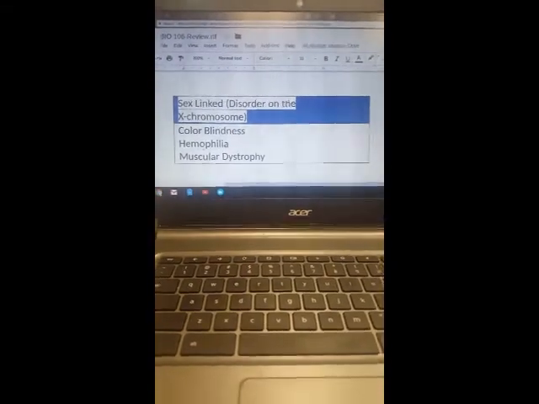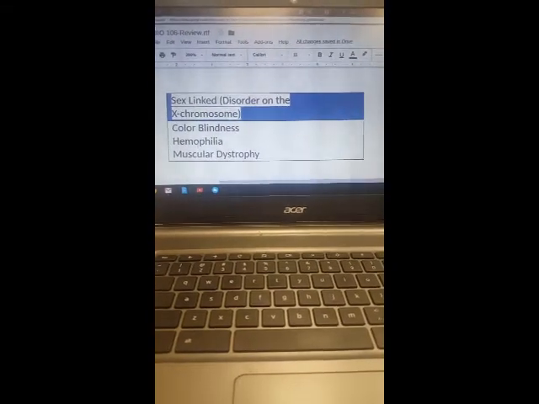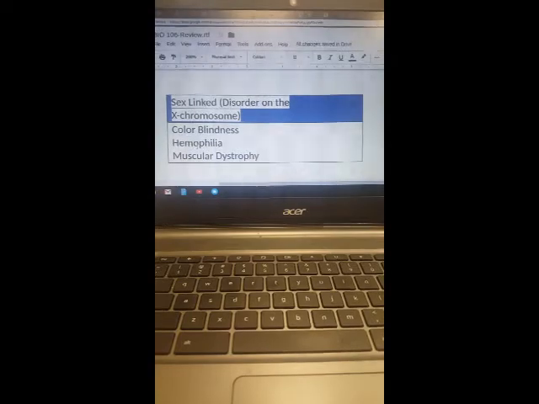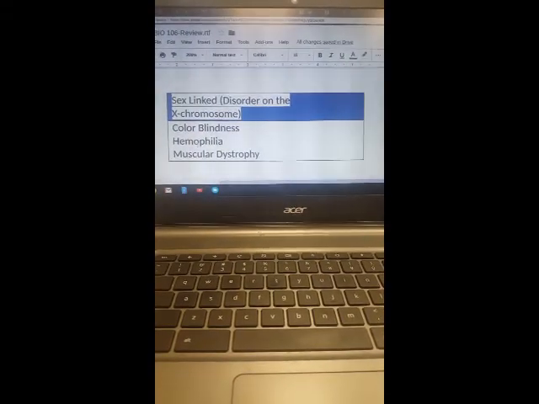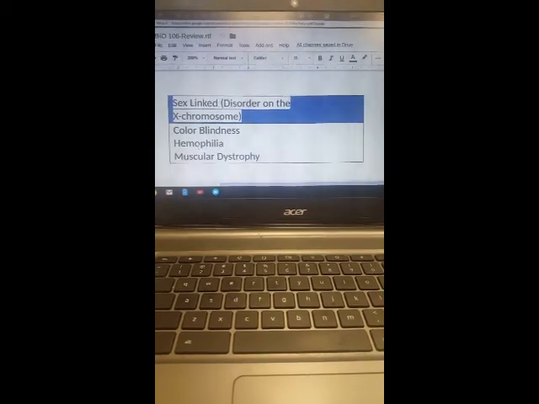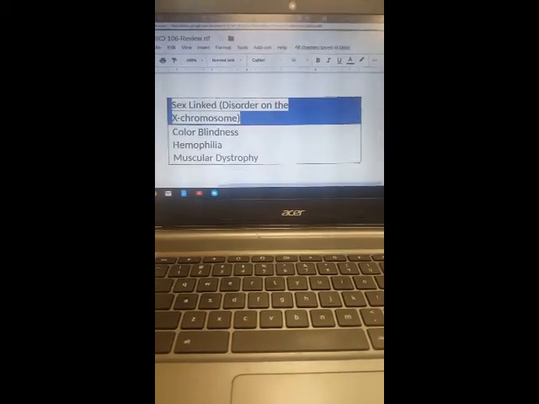The next thing you want to do is identify certain traits or disorders by the group they fall into. These are all the disorders that are sex-linked, meaning that they're on the X chromosome.